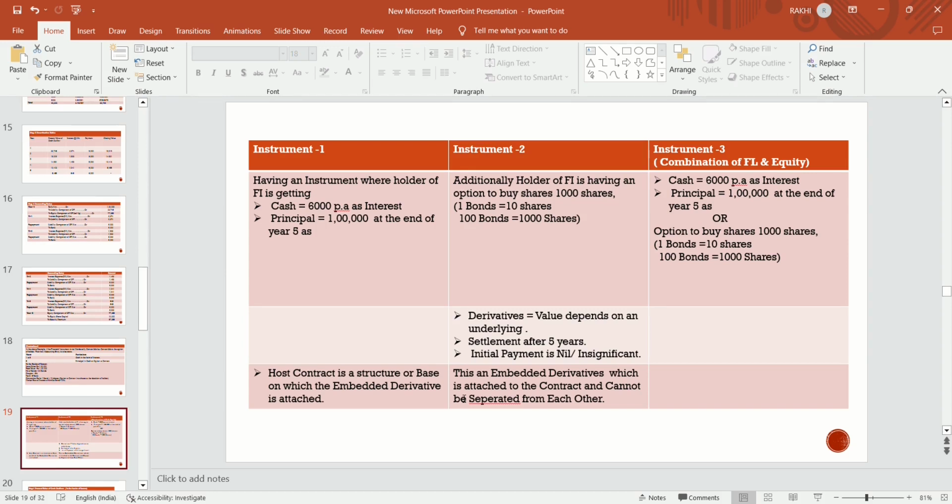Instrument 3 is a combination of financial liability and equity. In that case, the cash is to be paid in the form of interest, and the principal is to be converted into shares. If the fixed-to-fixed criterion is met, then the interest will be a financial liability, and the conversion into shares will be equity.